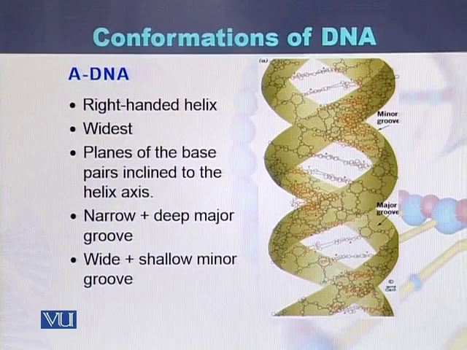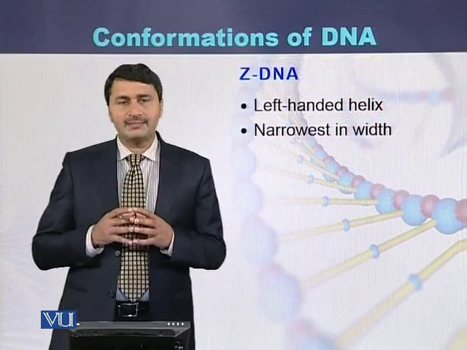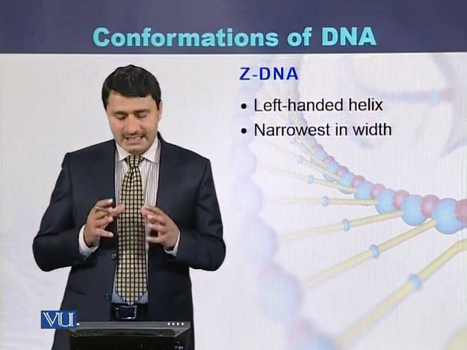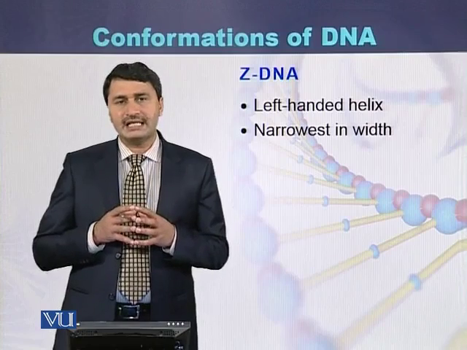Planes of the base pair are inclined towards the axis, with narrow deep major grooves, while the minor grooves are wide and shallow. Here we can see that these are the minor grooves in A-type DNA and these are the major grooves in A-type DNA. The third type of DNA is Z-type DNA.